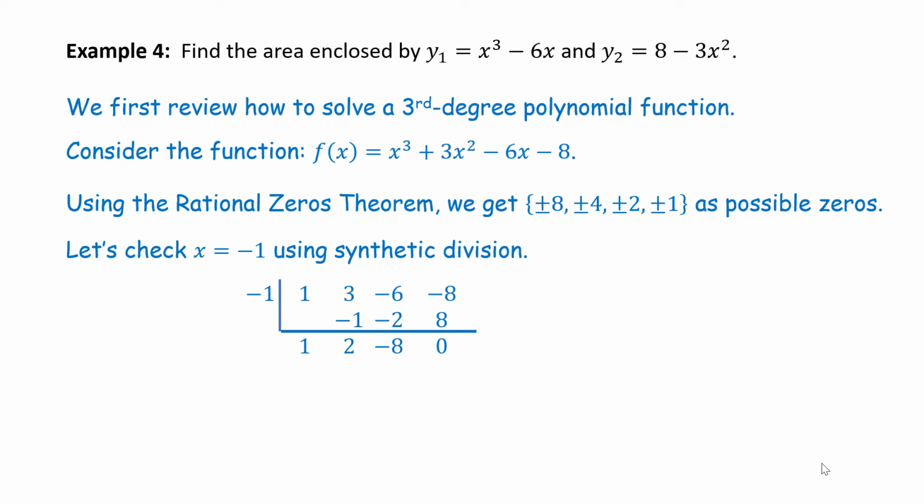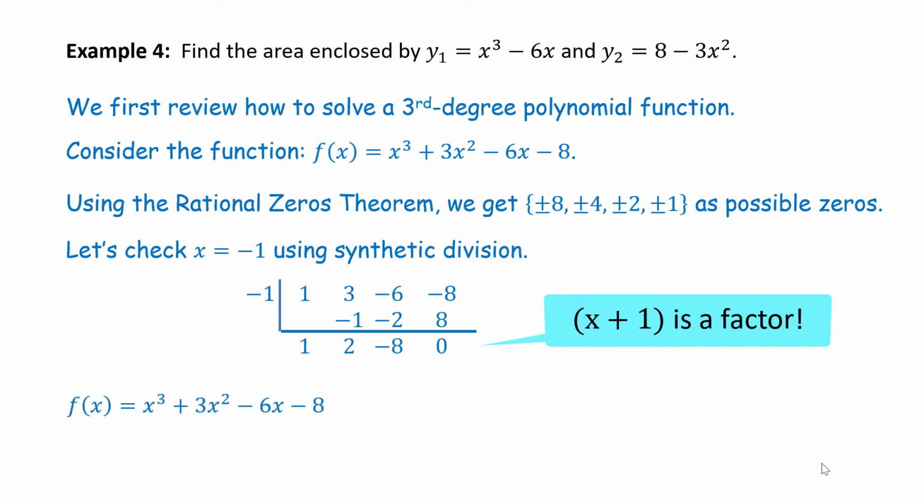And multiply negative 8 to negative 1. The product is 8. Put it below the negative 8. The sum of negative 8 and positive 8 is 0. The final column result being 0 tells us that x equals negative 1 is indeed a divisor. So we can take our polynomial function, f of x equals x cubed plus 3x squared minus 6x minus 8, and write it as a product of the x plus 1.